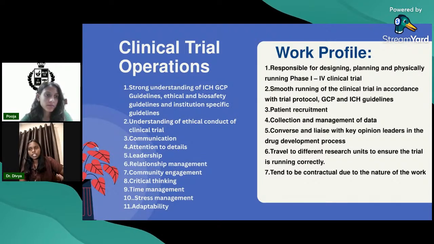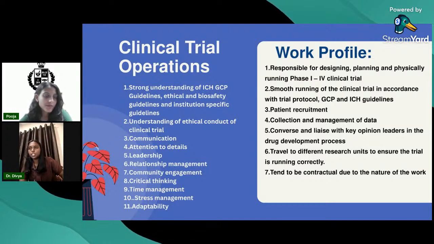Then stress management and adaptability. As I said, this profile generally involves traveling. So if you are someone who loves traveling, going to new places, and meeting new people, this is a field for you, I think. Next slide, please.